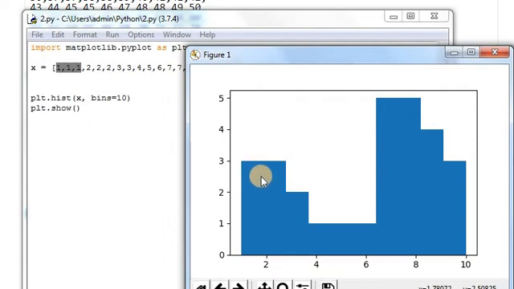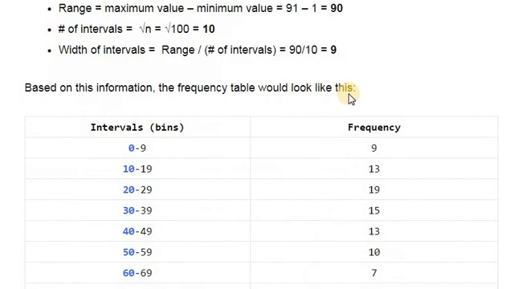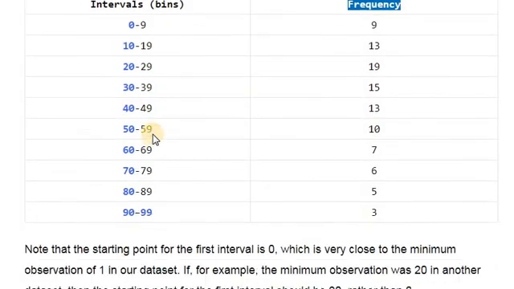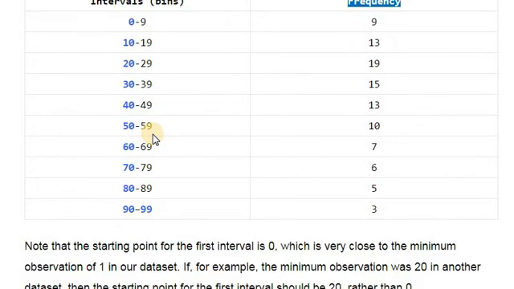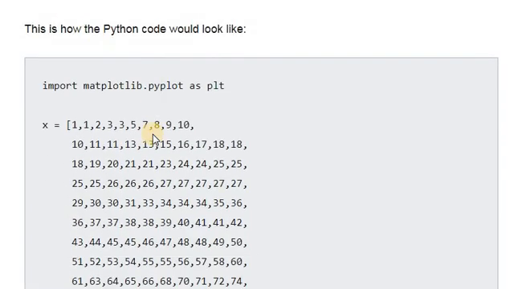So how many number of bins are generated? That is 1, 2, 3, 4, 5, 6, 7, 8, so 10 bins are generated according to the values. That means the Python inbuilt functions can find out the frequencies, and we are giving only the data set and the number of bins.